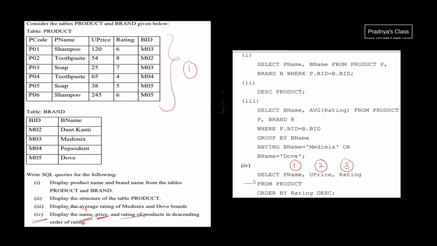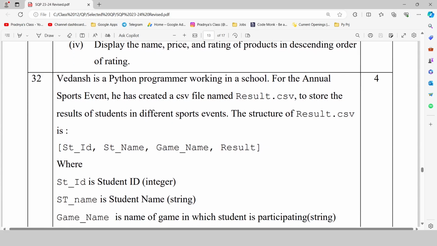Then let's write the from clause: from product. We need to display the records in the descending order of rating. For ordering, we use the order by clause. Based on rating, we are arranging the records, that too in the descending order. So don't forget to write this keyword DESC. So that was the explanation of this question. Hope you understood it. Let's read question number 32.